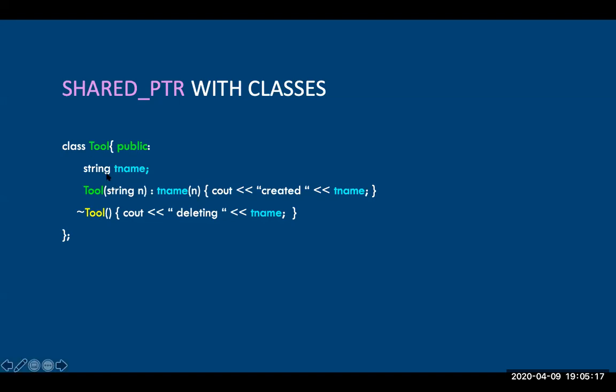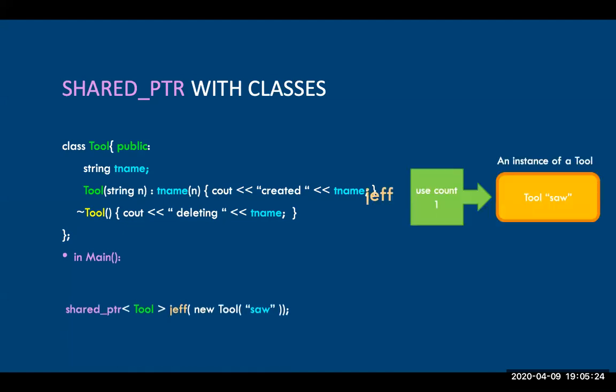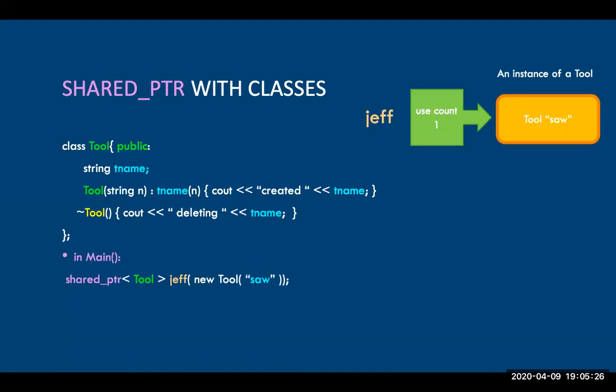So our constructor for our tool just wants a string name for the tool, like a hammer or a saw or a tape measure or something like that. So in main, we want to create a shared pointer called Jeff. So I'm the person using the saw. So that's kind of the analogy we're going for here. And there's no string Jeff. It's actually just the variable name Jeff. I'm naming myself after the shared pointer, and I'm using the saw, right? So I can check for the tool name by saying Jeff arrow tname, right? Because that's our member of the tool class.